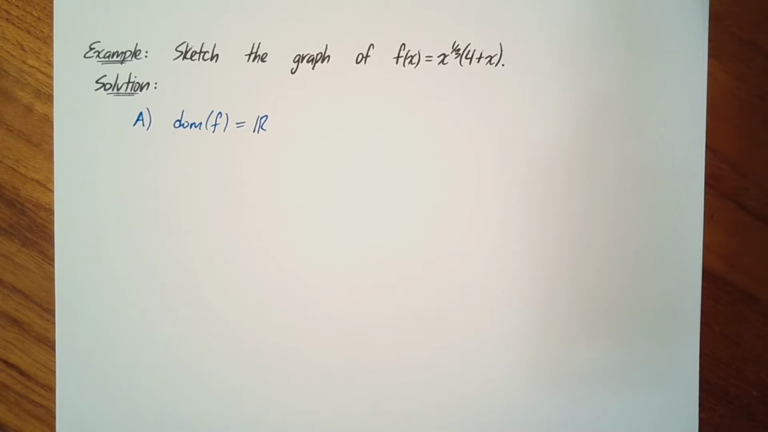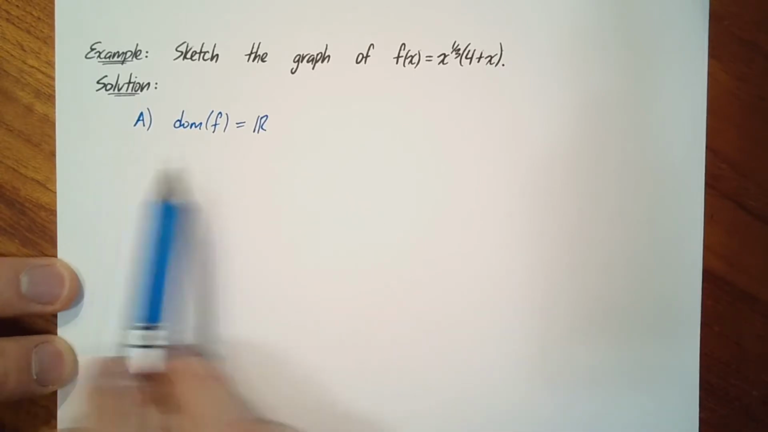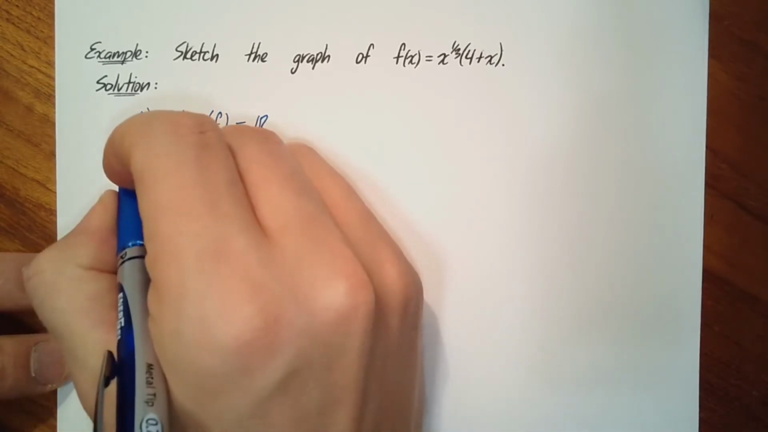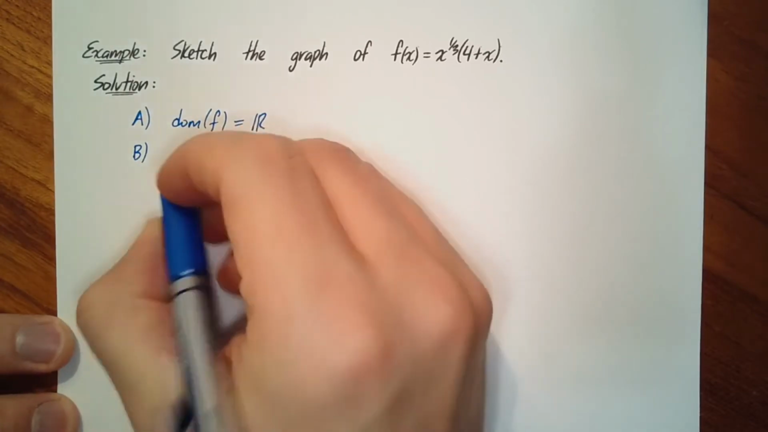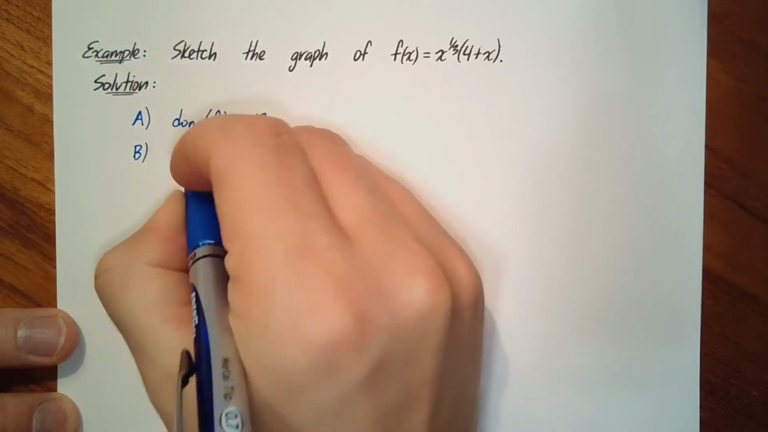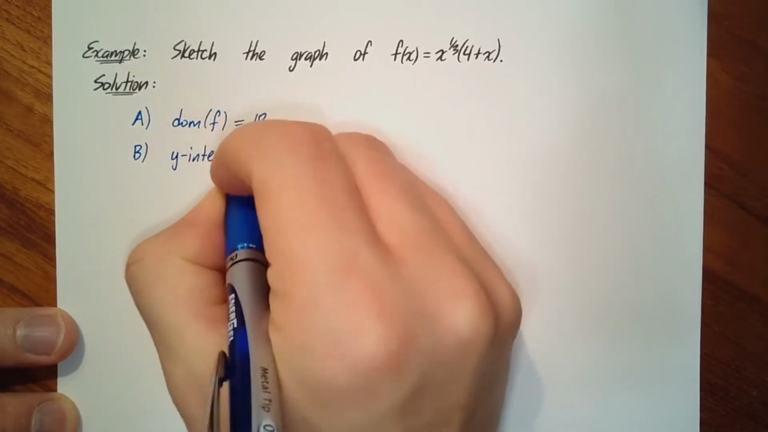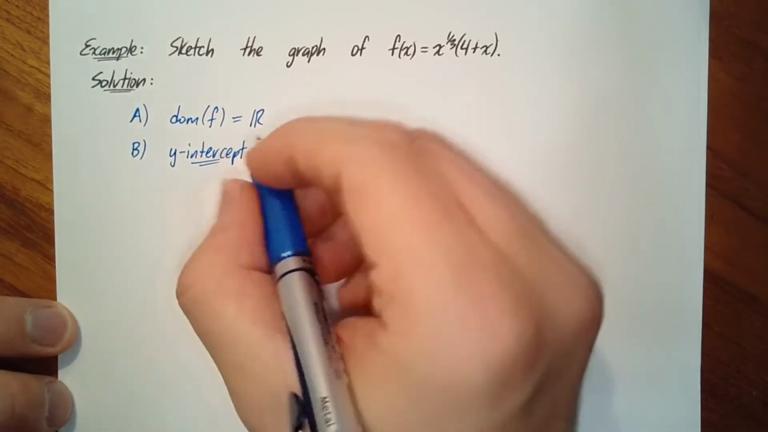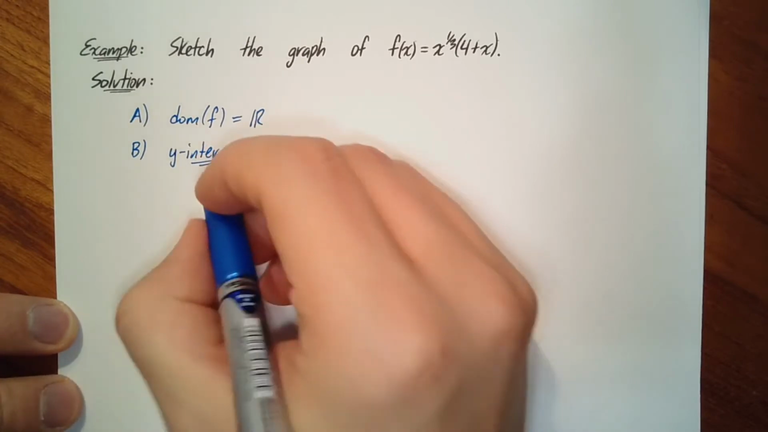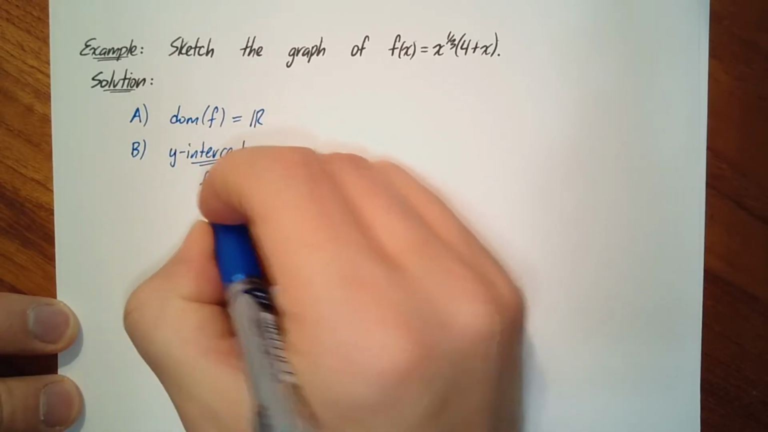Okay, that was not too bad. Sometimes you have to do a little bit more work here, but in this case we didn't. For part B, we want to find intercepts. So let's start with the y-intercept. Well, what are you going to do? Plug in x equals 0. So let's work out f of 0.